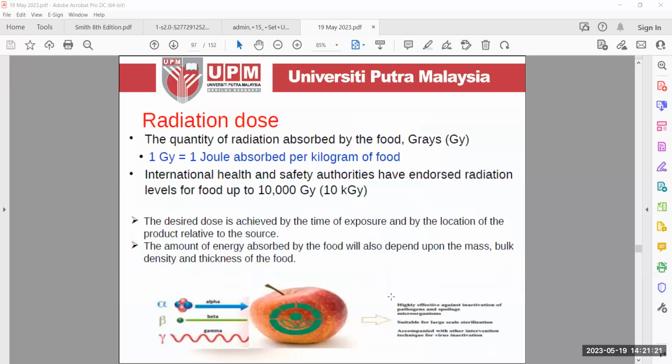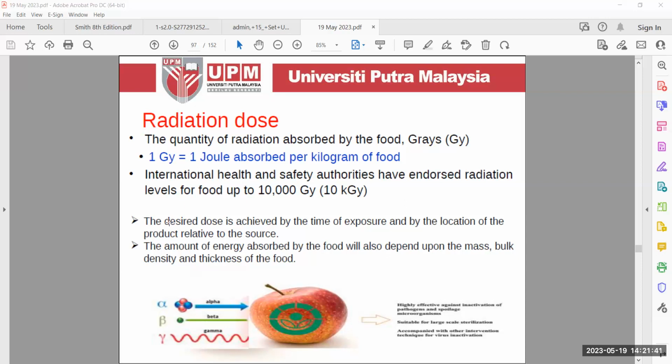Okay, so radiation dose is basically the quantity of radiation that is being absorbed by the food, which is what we call the gray. And 1 gray is about 1 joule absorbed per kilogram of food. So international health and safety authorities have endorsed radiation levels up to 10,000 gray.